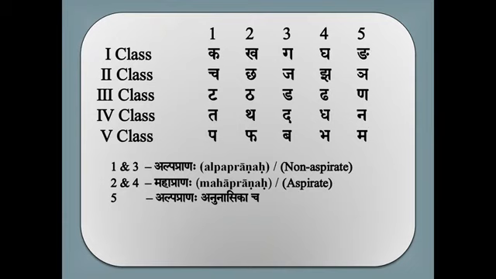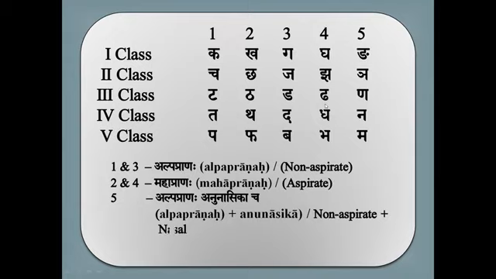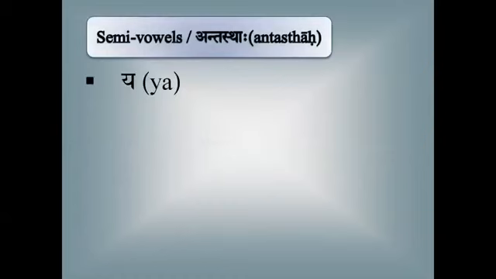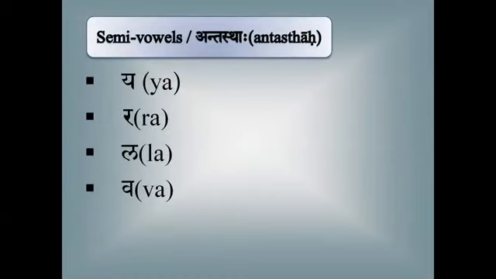And the fifth letter of all the classes, we know they are pronounced with the help of the nose also, along with the nose. Therefore, they are called Anunasika. So we need to know all this, the names, Alpa Prana, Mahaprana, Anunasika, and all. Anunasika means nasal. Then comes the semi-vowels, 4 semi-vowels, Ya, Ra, La, Va.